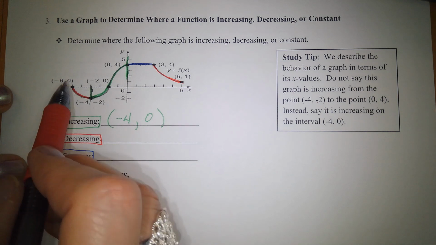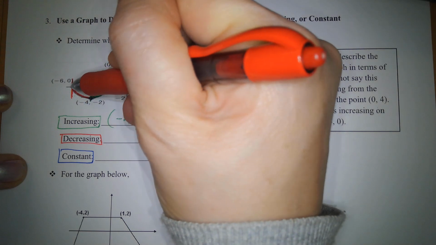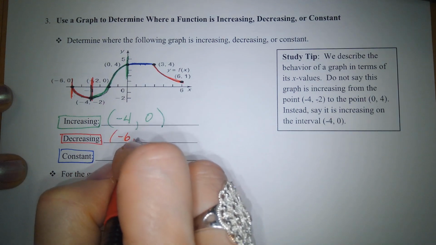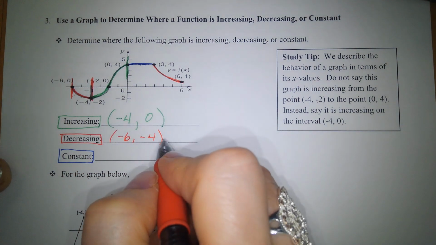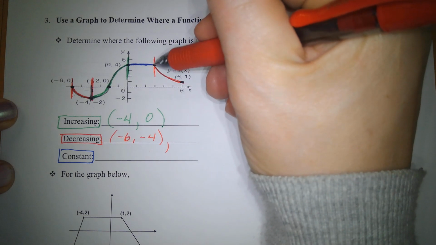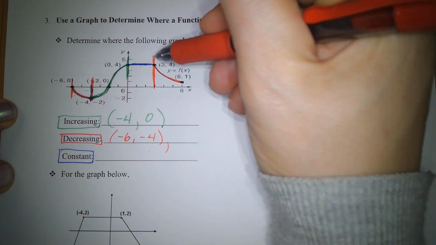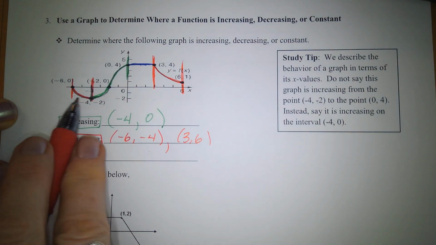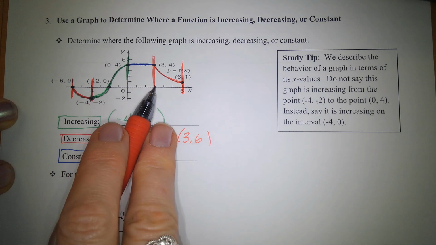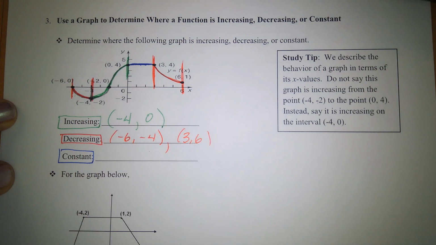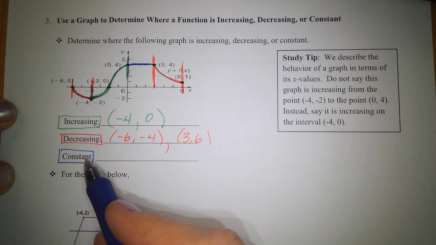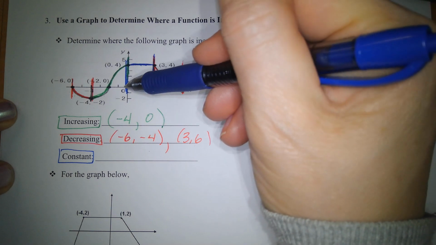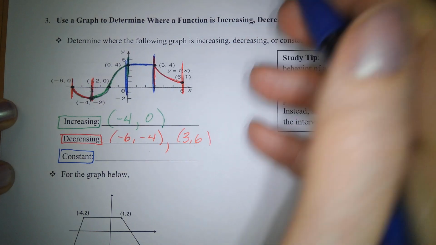The decreasing part starts at an x value of -6 and goes to an x value of -4. Then it picks up again after that, and it starts to decrease again from 3 to 6. So it is decreasing between -6 to -4, and is also decreasing from 3 to 6. Now the blue area is where it is constant. It is constant between here and here. So it is constant from an x of 0 to an x of 3.